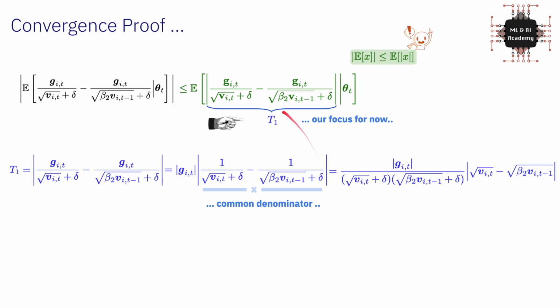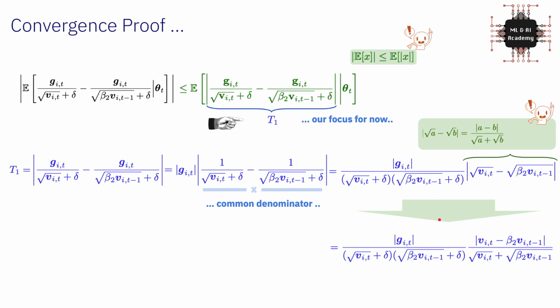Good. So now we're focusing on this term, which popped up in our bound, and we used some properties of absolute value in order to write it as a multiplication. Then we took a common denominator that gave us this specific thing. Now we're going to use another property about square roots and absolute values, which says that the absolute value of square root of A minus square root of B is equal to the absolute value of A minus B over square root of A plus square root of B.